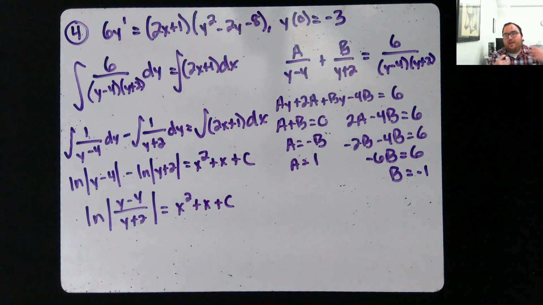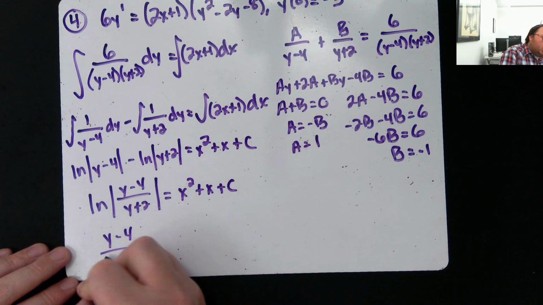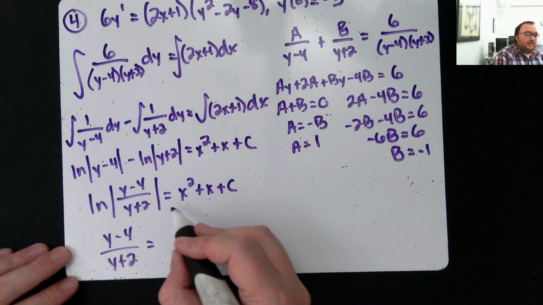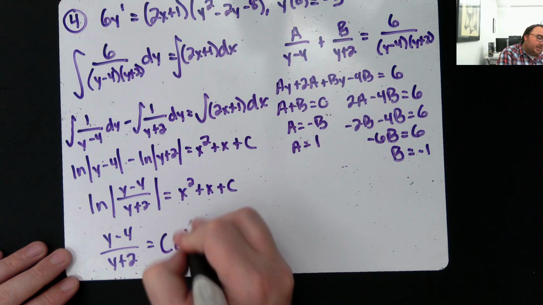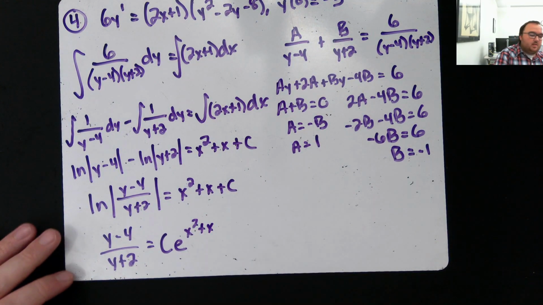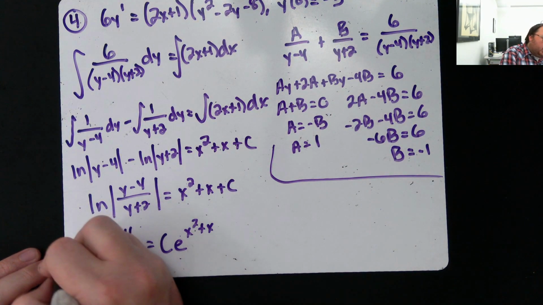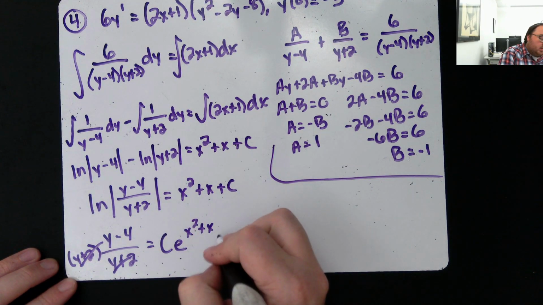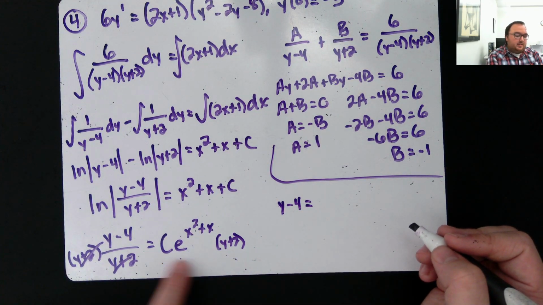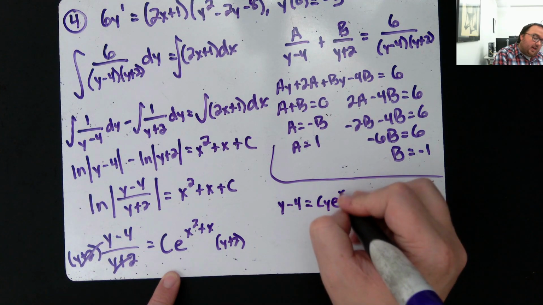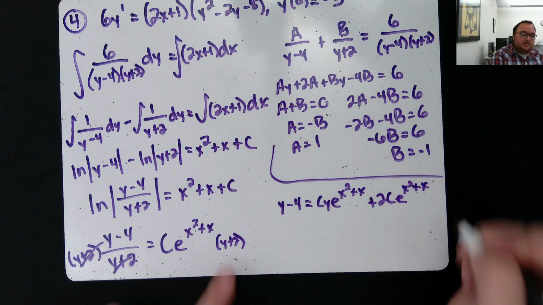Which means now I can do the e thing, right? So raising e to all that gives me y minus 4 over y plus 2 equals c e to the x squared plus x. Once again, e to the c is still just a c. Multiply both sides by y plus 2 so that I don't have a denominator. That gives me y minus 4 equals, this times y gives me cy e to the x squared plus x plus 2c e to the x squared plus x.